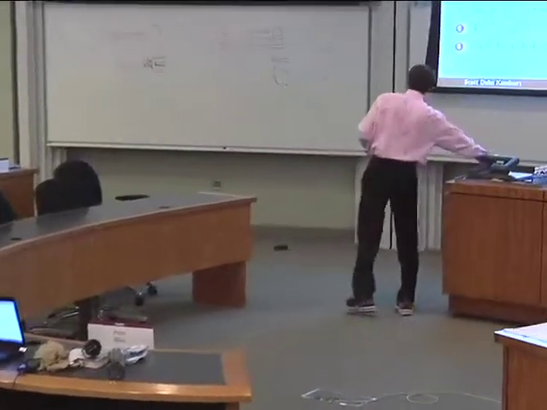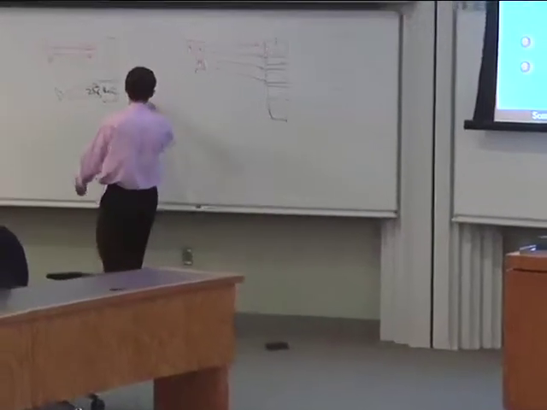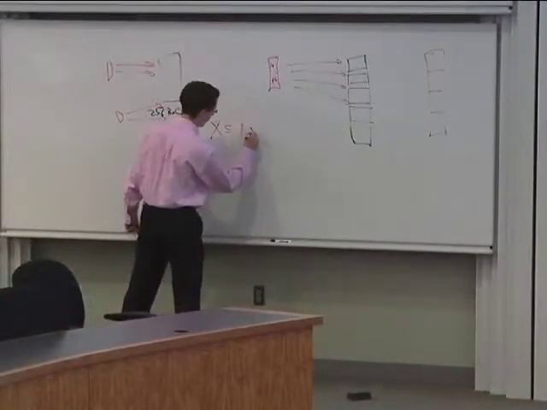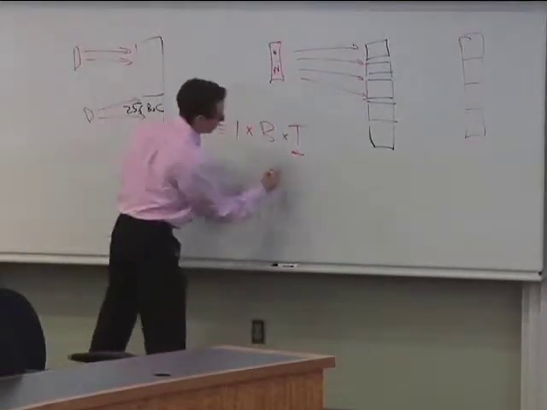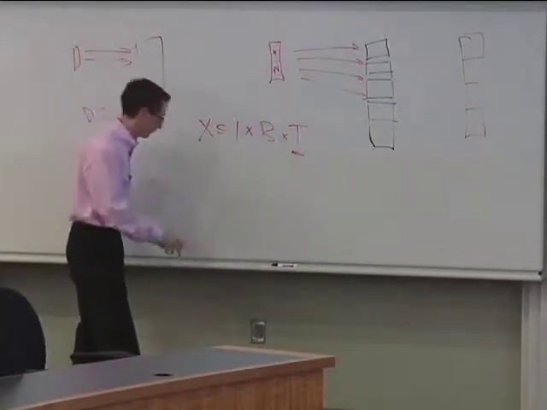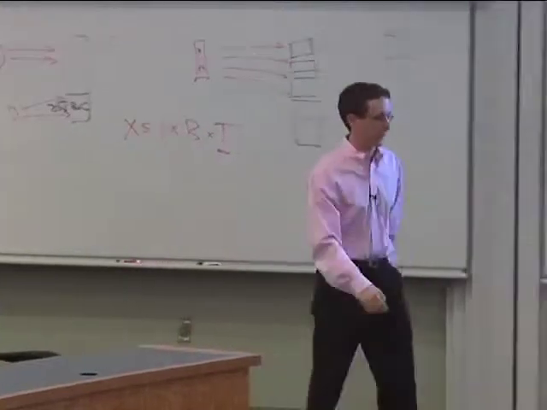So the contract set we had is X. It's some subset of I cross B cross T. So T is these terms. That's the fellowships or the extra research assistants or something like that.